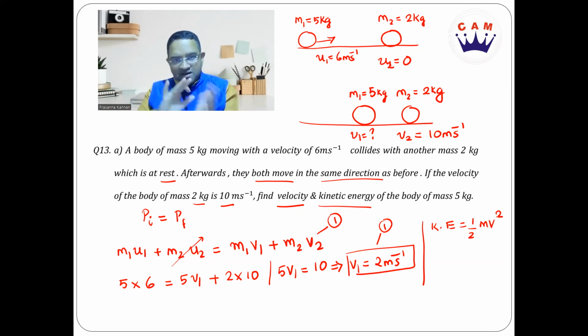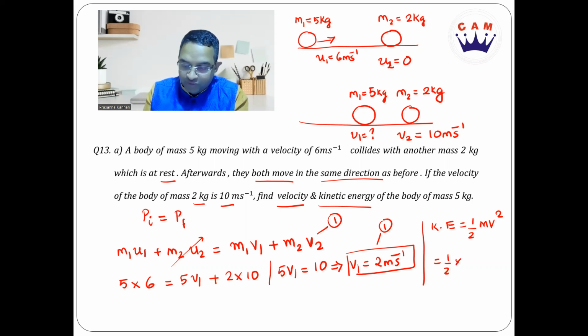Because it's 2 parts, the other question is going to carry 2 marks. Half mv square, so that's going to be half into mass, 5, into V2 square, so that's going to be 4, 20 by 2, 10 joules, right? So it's going to carry 1 mark as well.